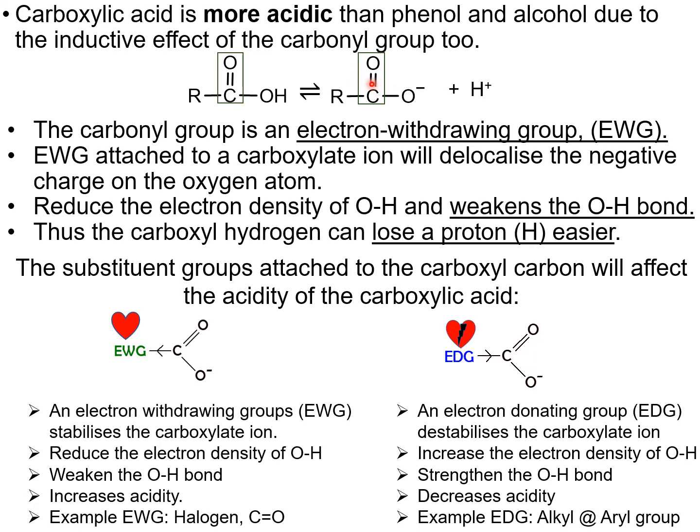So since that dia ada this kind of inductive effect sebab ada carbonyl C double bond O ni kan, dekat the carboxylate ion ni, so dia akan reduce the electron density of the OH dan dia akan weaken the OH bond. Kerana because of this carbonyl group dekat C double bond O OH ni, okay, this is electron withdrawing group, so dia akan weaken the bond between the OH. Okay, so the carboxyl hydrogen can lose proton easier.